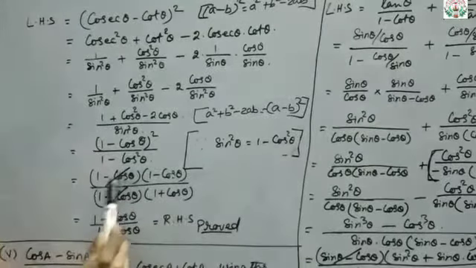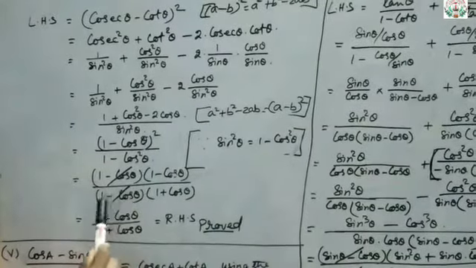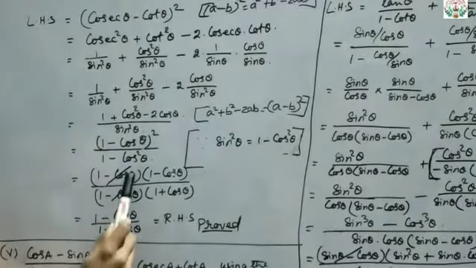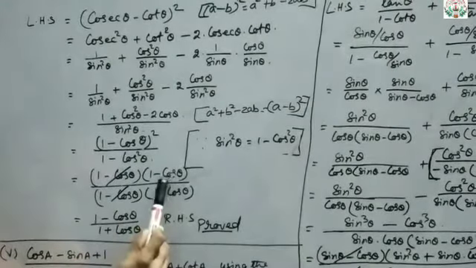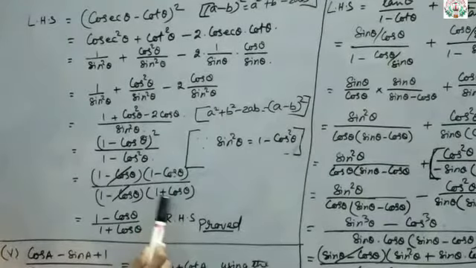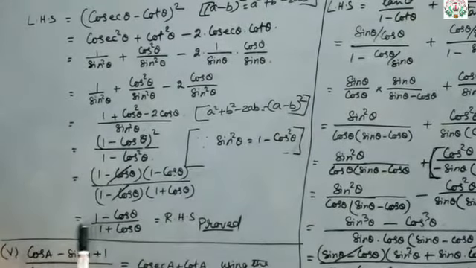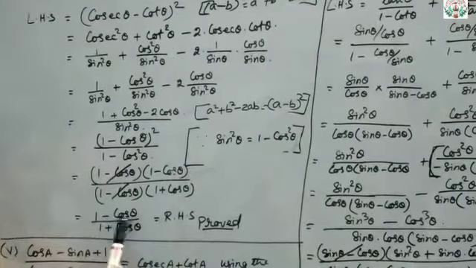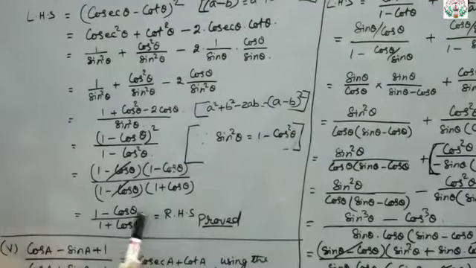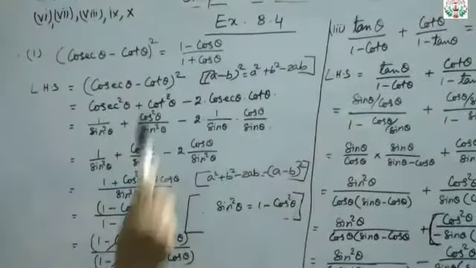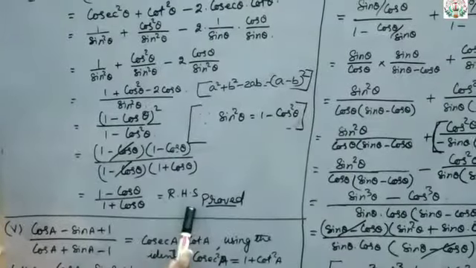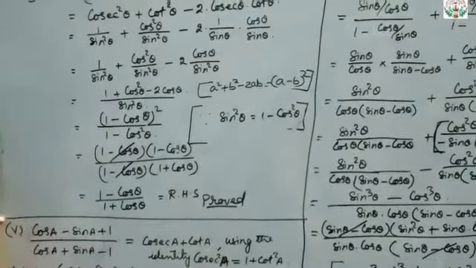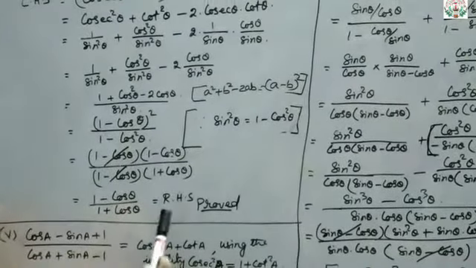Clear? So 1 minus cos theta, 1 minus cos theta, both are common in numerator and denominator, so that will get cancelled. Now what is left? 1 minus cos theta upon 1 plus cos theta. So in the next line, that is 1 minus cos theta upon 1 plus cos theta, which is equal to the required answer, that is RHS. So LHS equals RHS, proved. Clear, children? Now the second one is your homework. Okay, do it as homework.